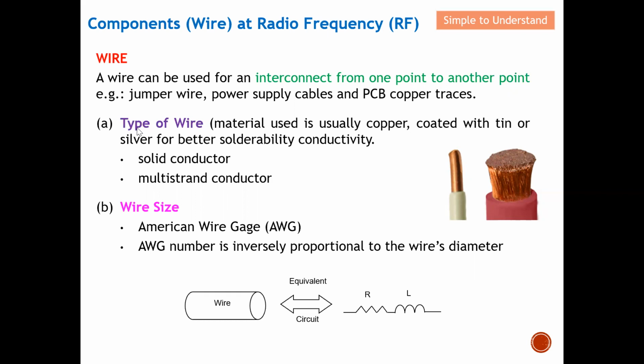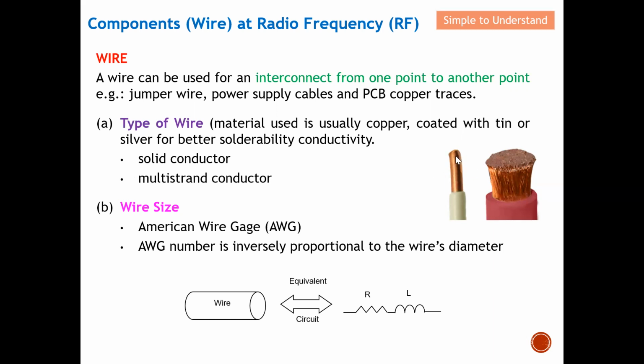Firstly, we would like to know the type of wire. Typically, the material that we use for wire is mainly copper, but we prefer to coat it with tin or silver in order to have better solderability and conductivity. With tin or silver coating, the copper will be much easier to solder with a better conductivity. As for the type of wire, mainly there will be solid conductor and multi-strand conductor.